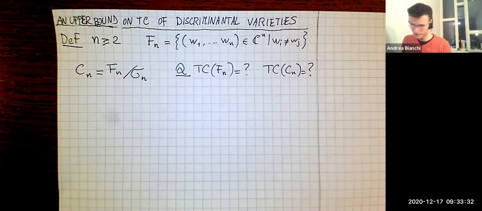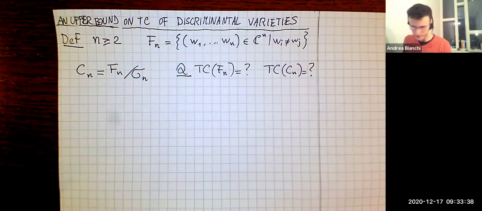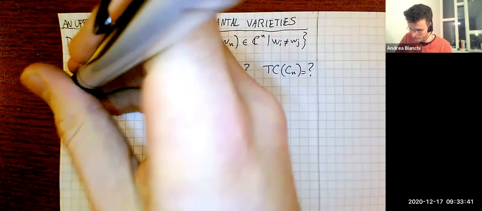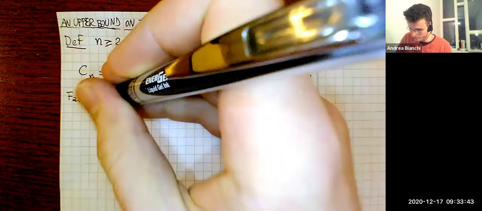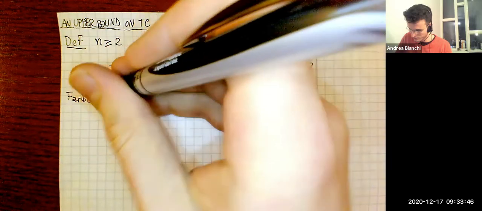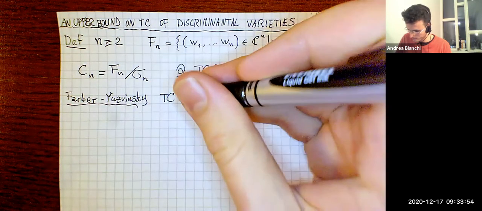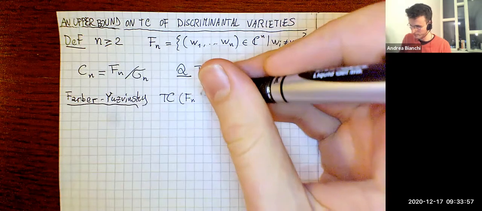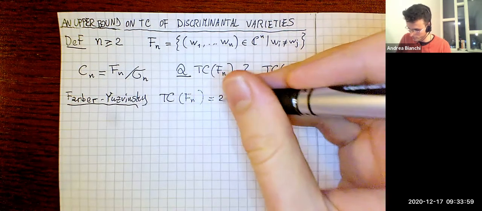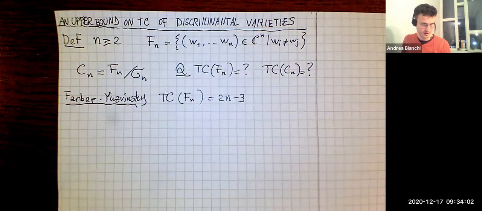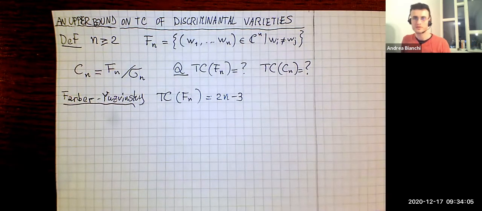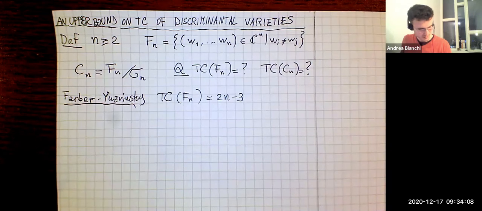So this problem is not new to the literature. There are some results already. Let me mention them. The first goes back to Farber and Yuzvinsky, who prove that the topological complexity of the ordered configuration space is equal to 2n minus 3. So they give a complete answer in the ordered case.